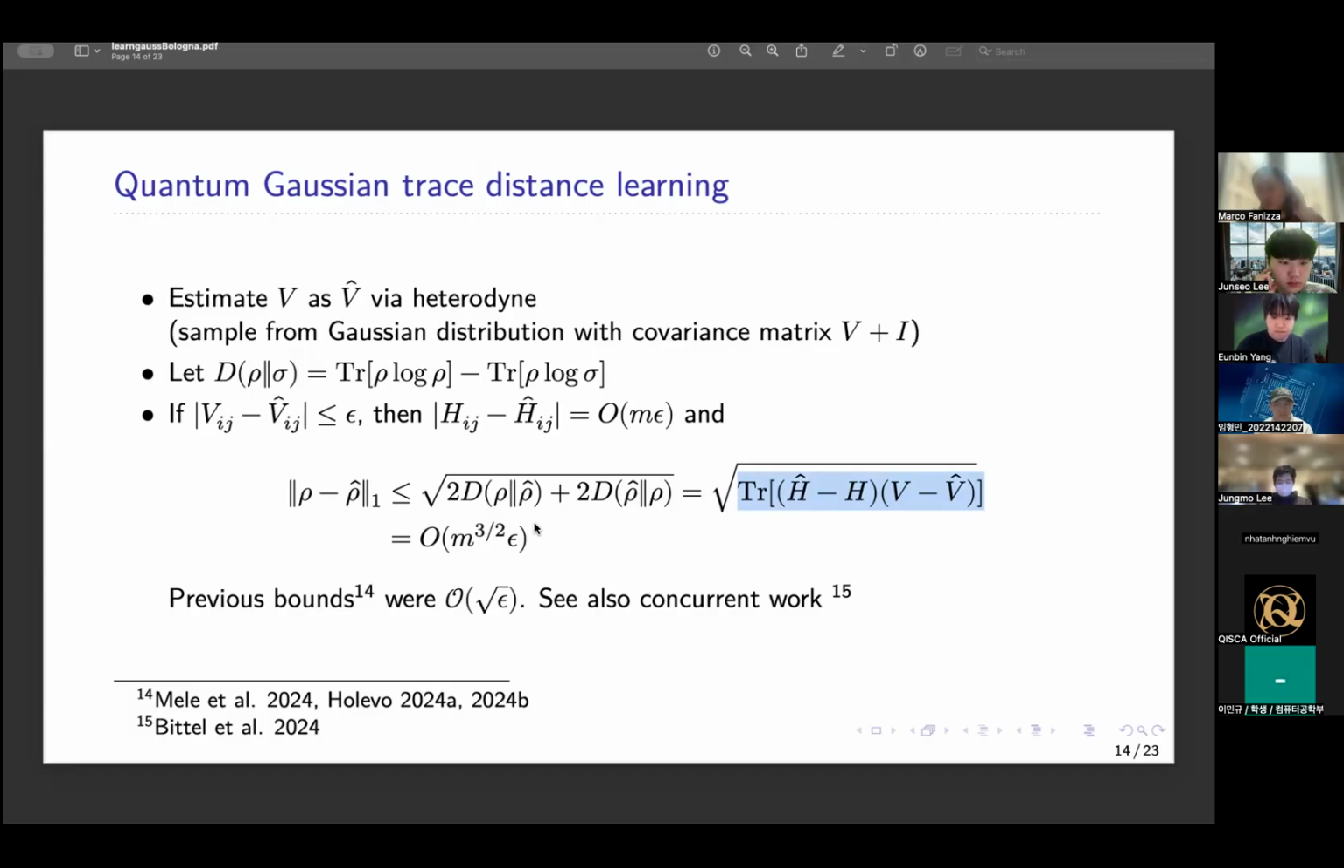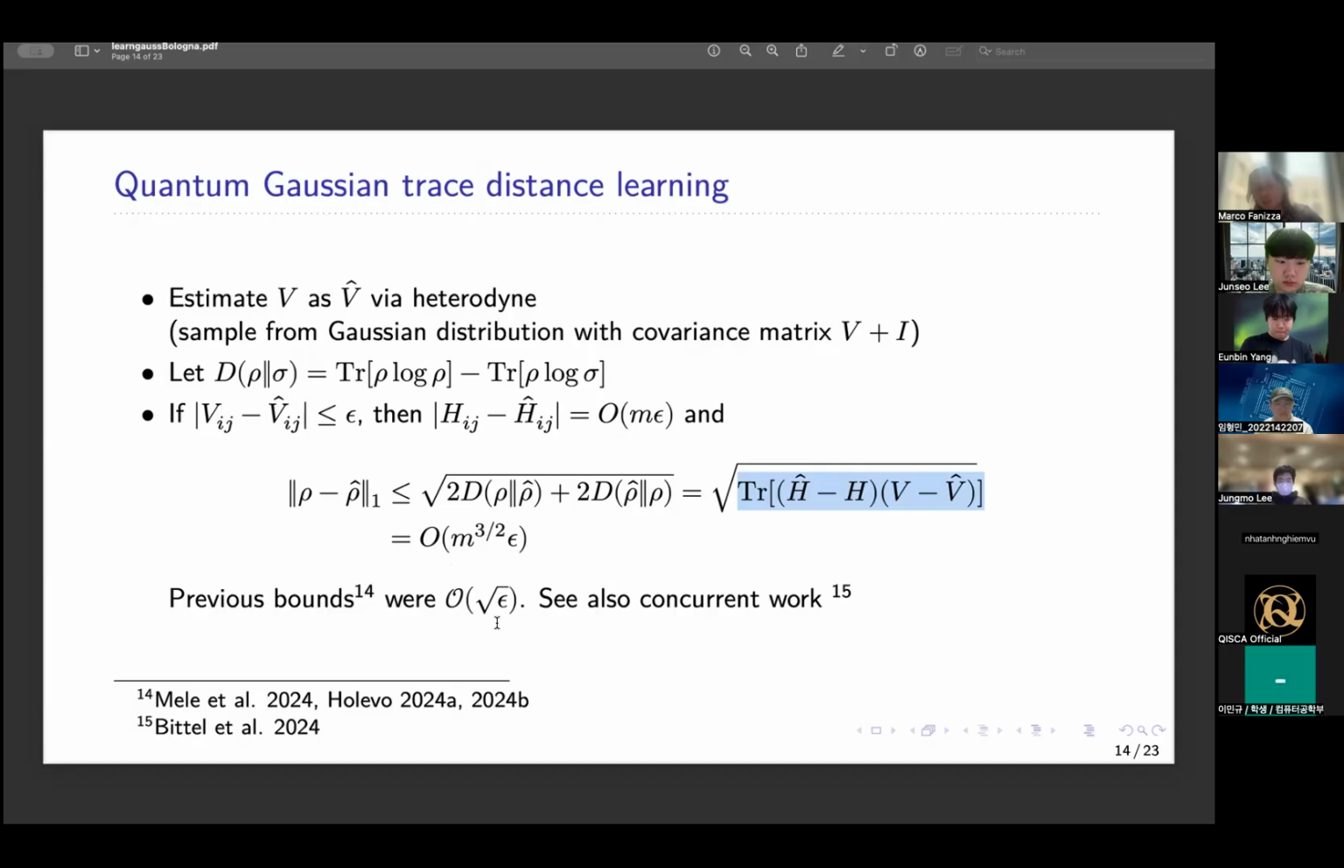For at least to get this kind of result. And so in this case, you see that if you have v minus v hat that's precise at order epsilon, and also h hat is precise at order epsilon because of our continuity bounds, then again the trace distance is bounded by a linear function of epsilon.